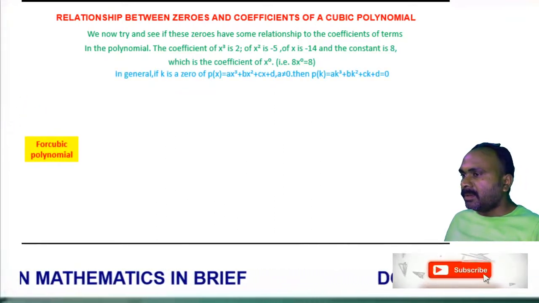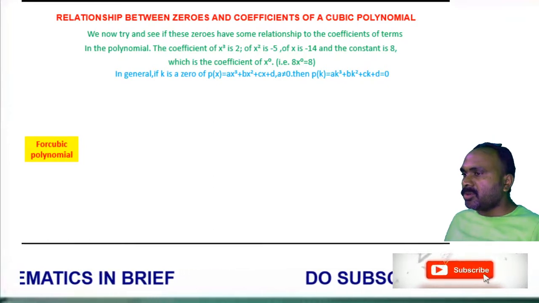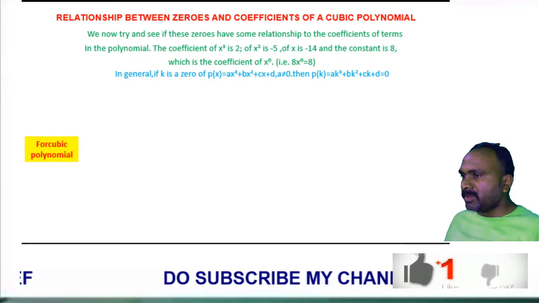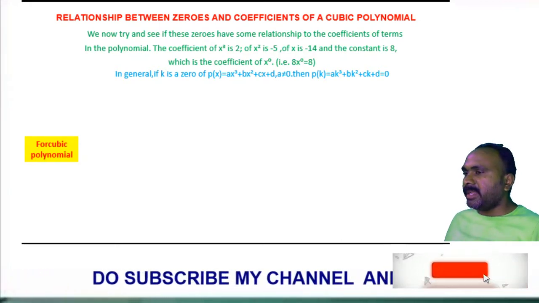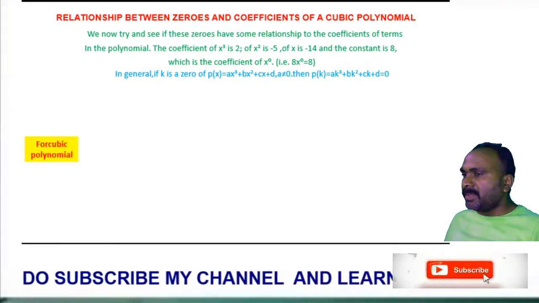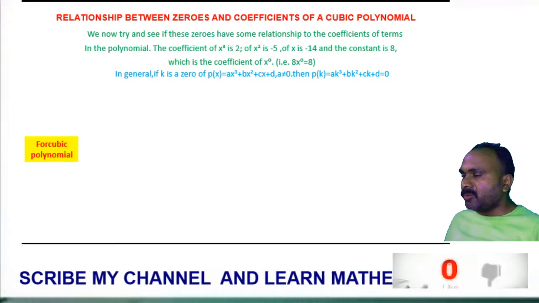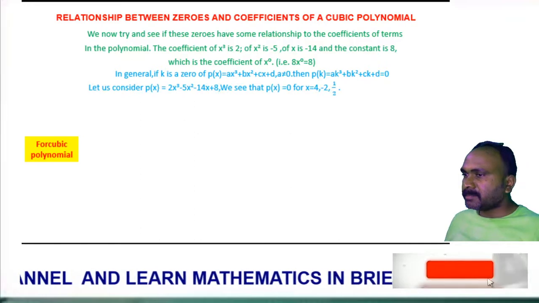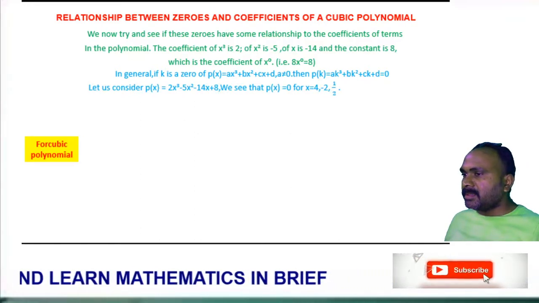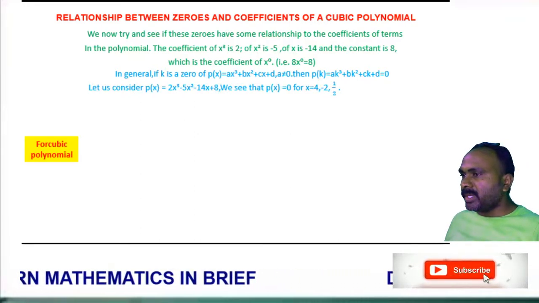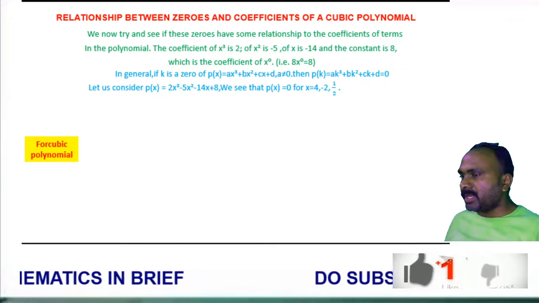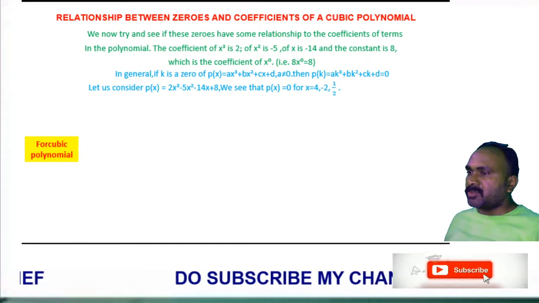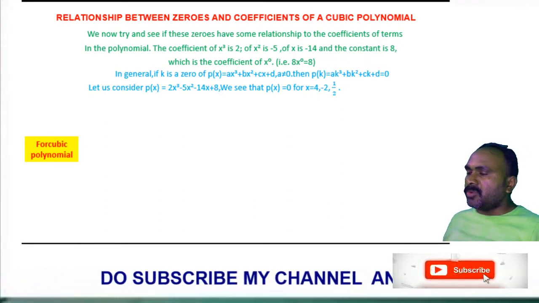In general, if k is a zero of p of x equals ax to the power 3 plus bx square plus cx plus d, then p of k equals ak cube plus bk square plus ck plus d equals 0. Let us consider p of x equals 2x cube minus 5x square minus 14x plus 8. We see that p of x equals 0 for x equals 4, minus 2, and 1 by 2.